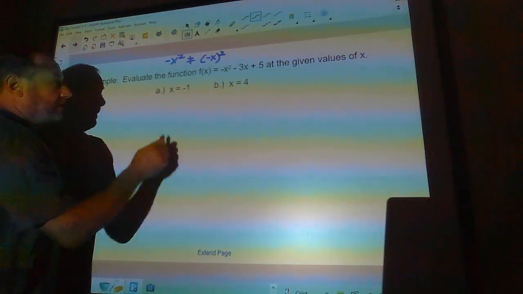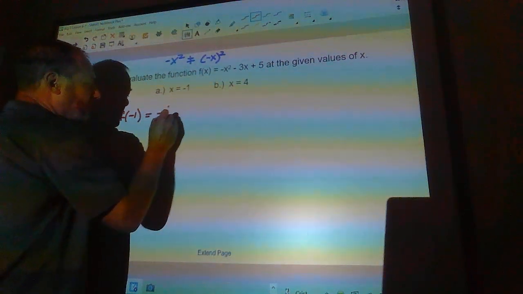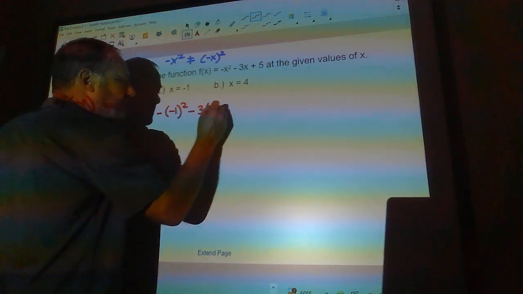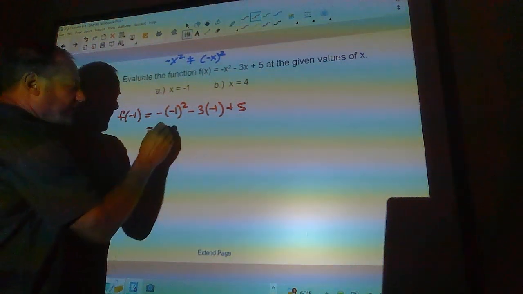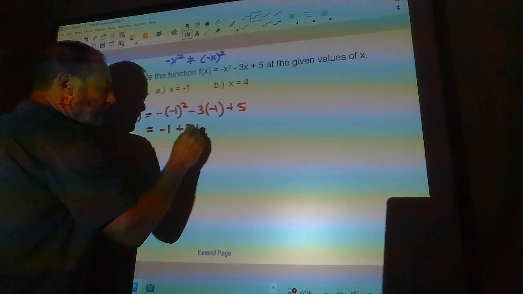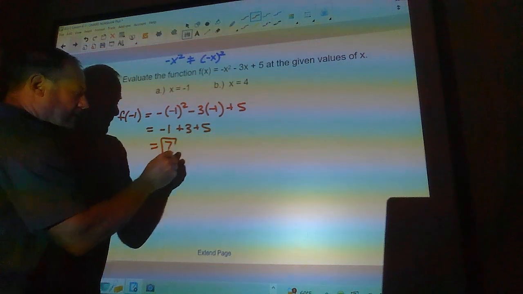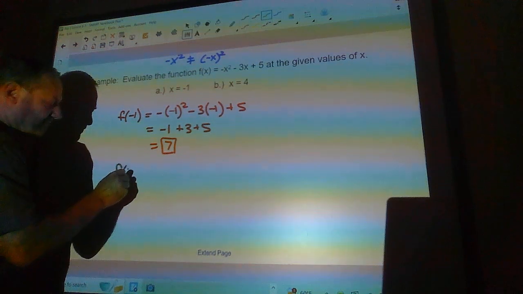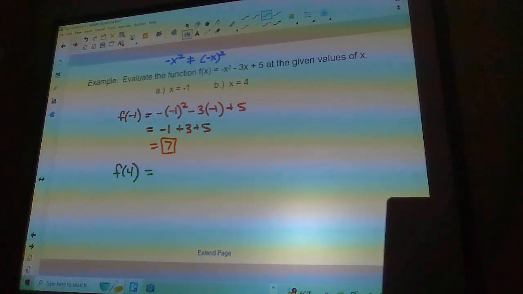All right, so let's look here. F of negative 1 is going to be negative 1 squared minus 3 times negative 1 plus 5. So this will equal negative 1 plus 3 plus 5, which is going to be 7. So now we can find f of 4. I'll tell you what, why don't you pause the video real quick and do that one, and then jump back on and see if you got the same answer I did.